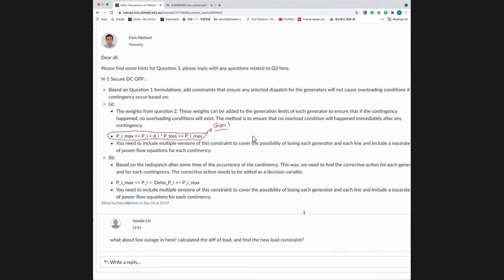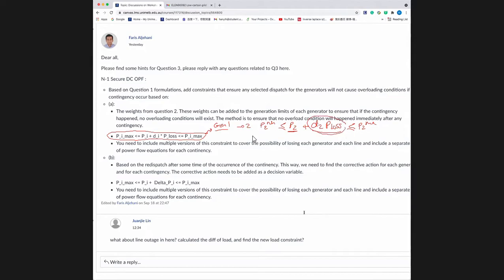So let's start now with generator 2. What you do is say P2 min is less than P2 plus D2 P loss, less than P2 max. Yes, like this. So this is a decision variable. This is a constant. Okay, so you need to determine this in this case.